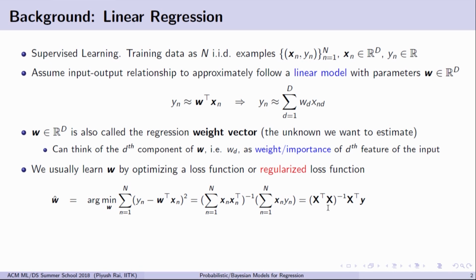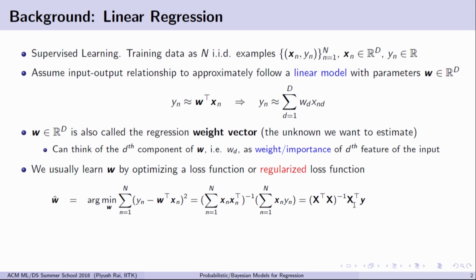So X transpose X will be a D by D matrix because X is n by D. So the result will be a D by 1 vector. This is the D by D matrix inversion times basically X transpose Y. So the overall result will be a D by 1 column vector, which is what your solution will be. Okay. So this formulation doesn't have any regularizer.